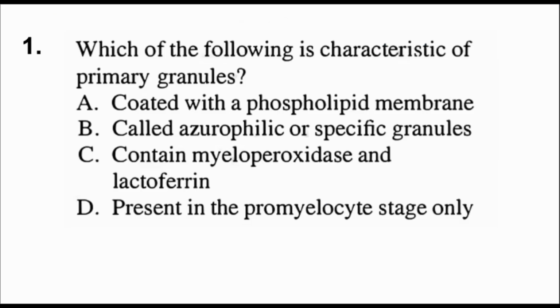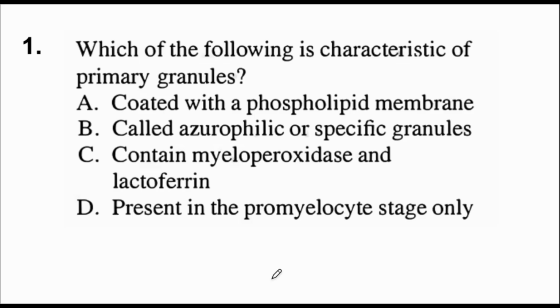Let's begin. Our first question is, which of the following is characteristic of primary granules? A. Coated with a phospholipid membrane. B. Called eosinophilic or specific granules. C. Contain myeloperoxidase and lactoferrin. D. Present in a promyelocyte stage only.